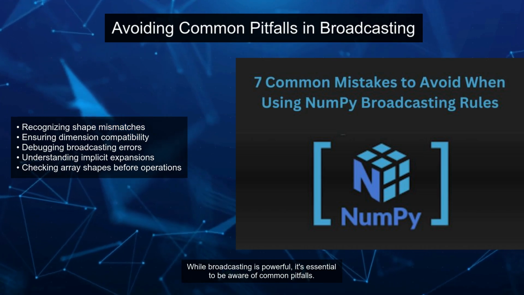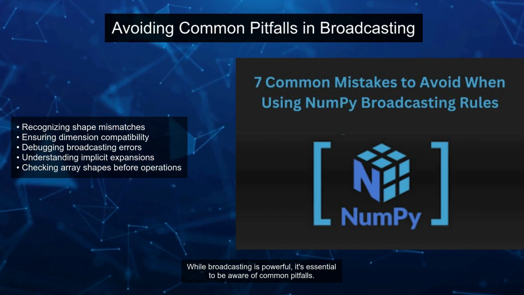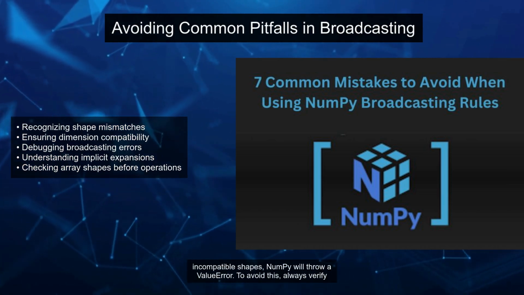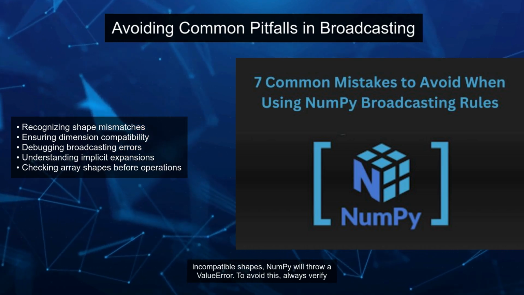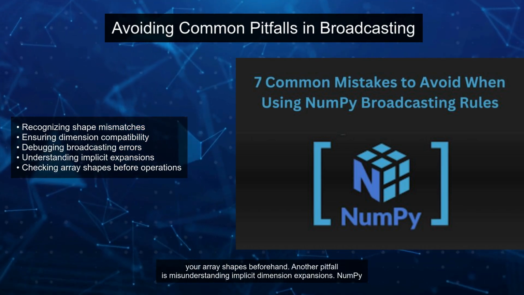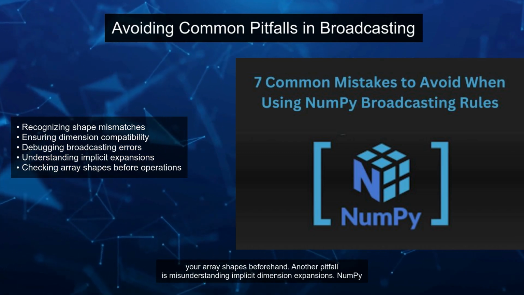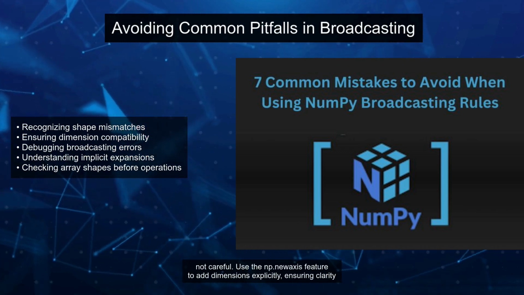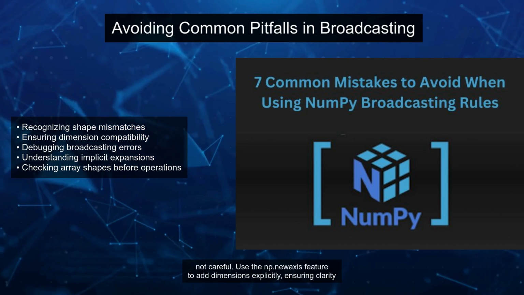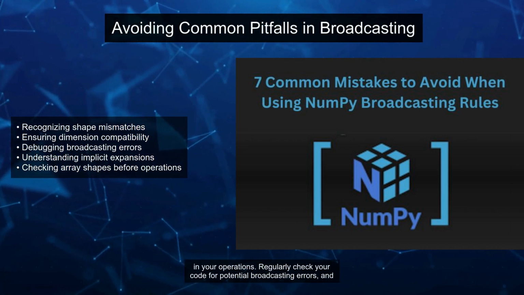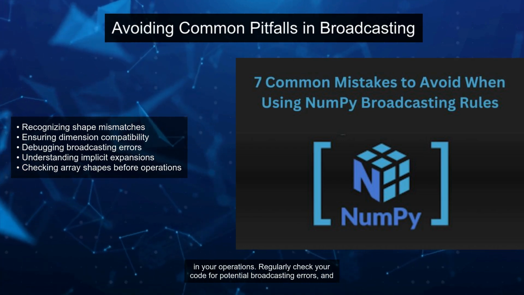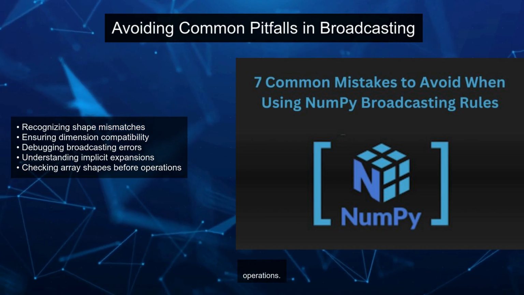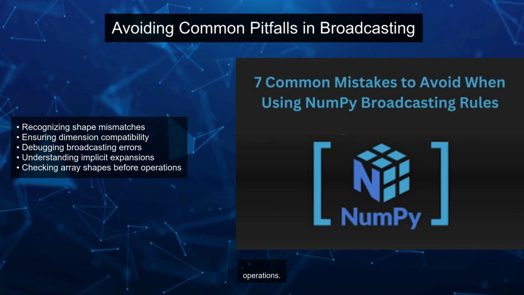While broadcasting is powerful, it's essential to be aware of common pitfalls. The most frequent issue arises from shape mismatches. If two arrays have incompatible shapes, NumPy will throw a value error. To avoid this, always verify your array shapes beforehand. Another pitfall is misunderstanding implicit dimension expansions. NumPy expands dimensions automatically, but this can lead to unexpected results if you're not careful. Use the np.newaxis feature to add dimensions explicitly, ensuring clarity in your operations. Regularly check your code for potential broadcasting errors, and make use of NumPy's shape attribute to confirm compatibility before proceeding with operations.